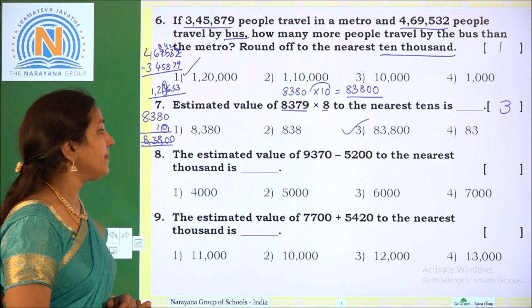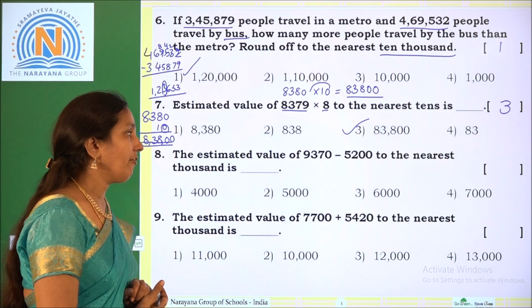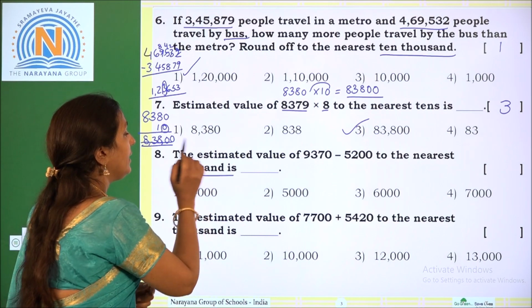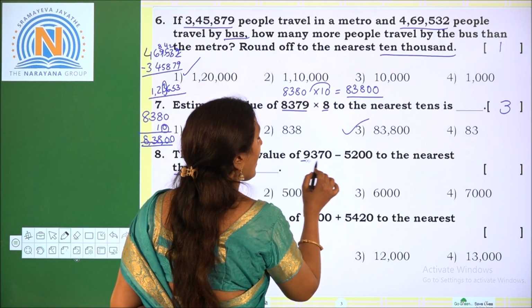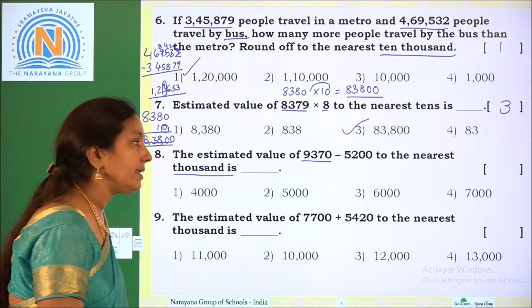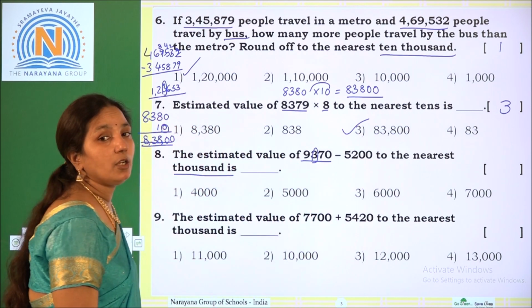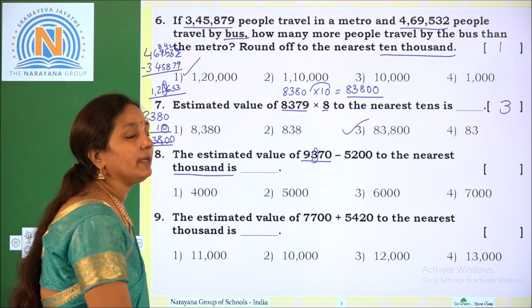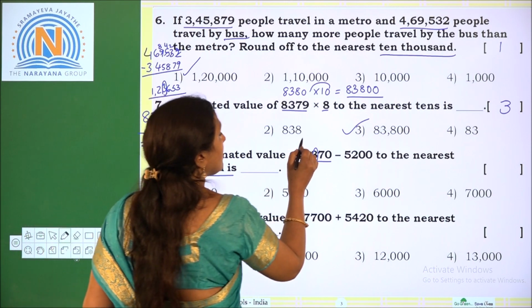Next one, the estimated value of 9,370 minus 5,200 to the nearest thousands is. So here we have to round to the nearest thousands. While rounding to the nearest thousands, which place do we look at? That is the hundreds place. That is 3. So 3 is below 5, so we take below thousands. The number is in between 9,000 and 10,000. So below thousands means 9,000.